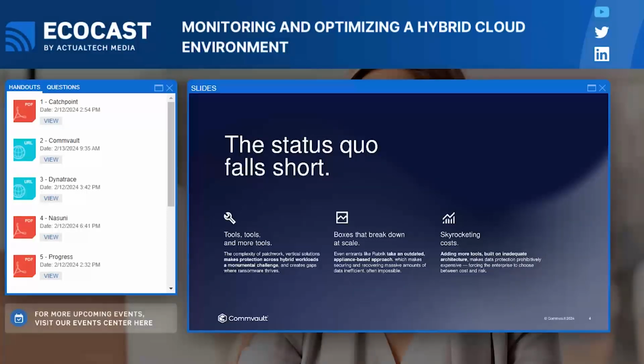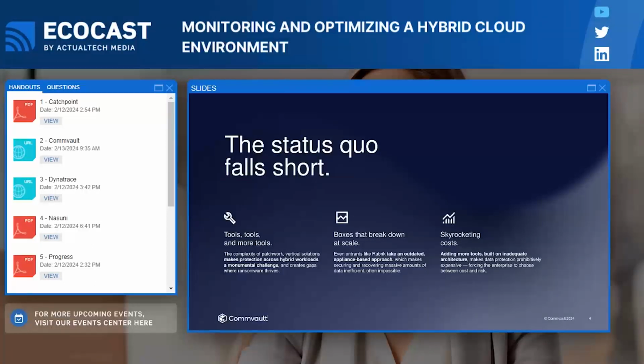First, tool sprawl makes maintaining a cohesive and reliable resilience practice impossible. The complexity of patchwork vertical solutions makes protection, especially across hybrid workloads, a monumental challenge, and those are the gaps for ransomware to thrive. The second area where we see it falling short is that many entrants like Rubrik and Cohesity that are appliance-based, even if they're virtually appliance-based, make securing hybrid workloads and recovering massive amounts of data inefficient and often impossible. To make matters worse, their limited hybrid support requires more tools for comprehensive coverage. And even then, there's no single way to view, secure, govern, and recover all your data.